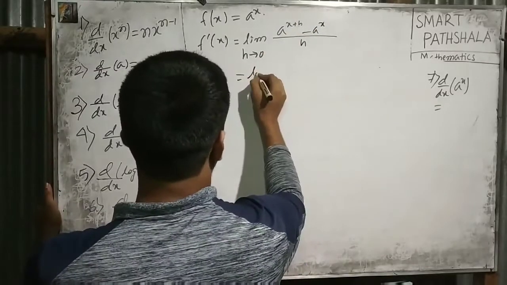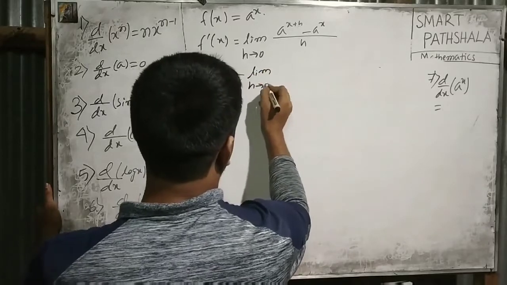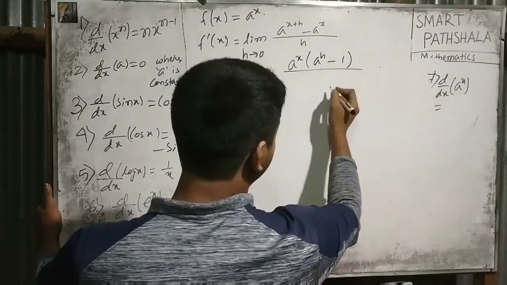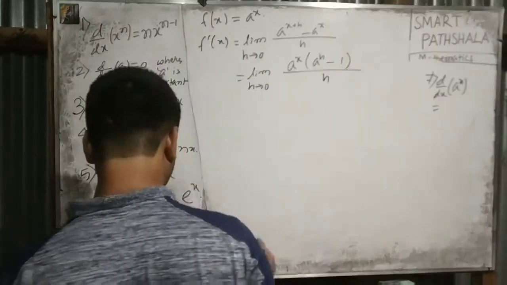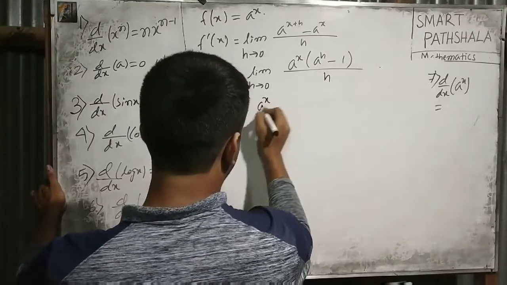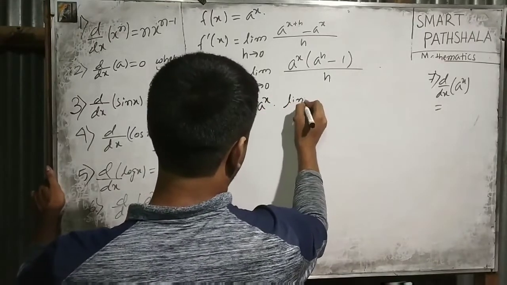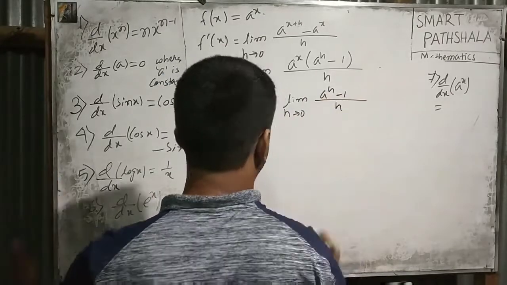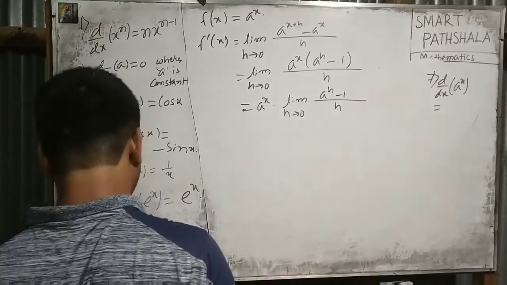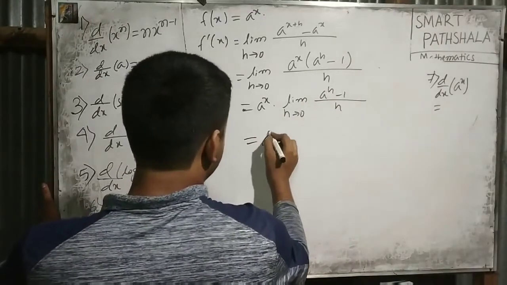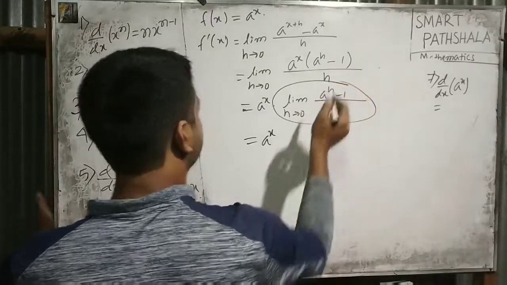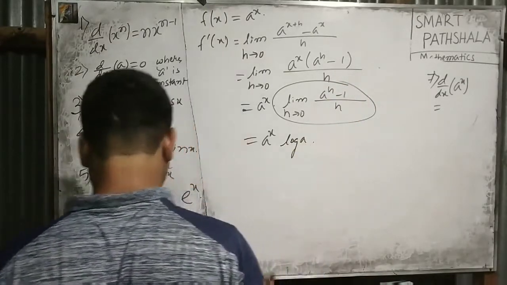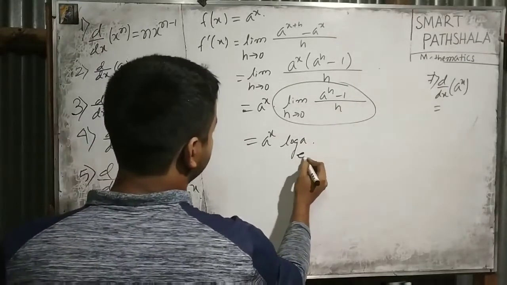Okay. Now, let us take this a to the power x out of this term. A to the power h minus 1 will be there, and h will be here, right? Let us take a to the power x, limit h tends to 0, and a to the power h minus 1 by h. Perfect. Now, see, a to the power x. Now, this term is also famous in limits, because this term results in logarithm of a to the base e.